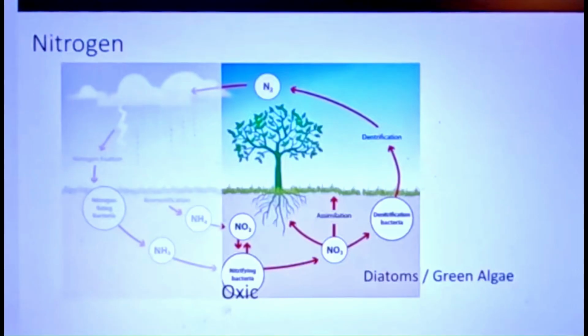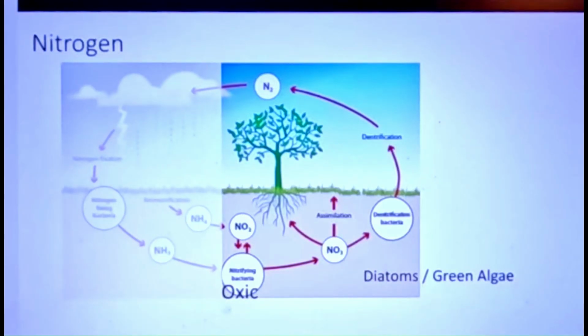When there's a lot of oxygen, that promotes the conversion of ammonia to nitrate. Nitrate is the preferred form of nitrogen for diatoms and green algae. That's the good phytoplankton for the water column. Other organisms can eat that. That is a great source of food.